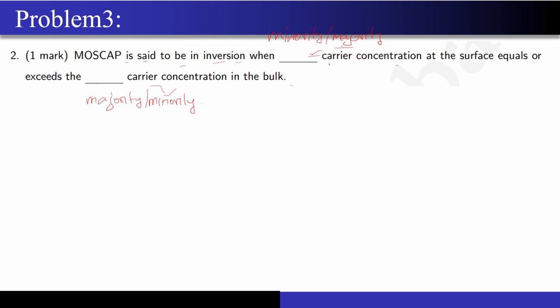Does the minority carrier concentration near the surface exceed the bulk majority carrier concentration, or is it opposite? The majority carrier concentration at the surface actually exceeds the minority carrier concentration in the bulk. What do you think? Which one is true?